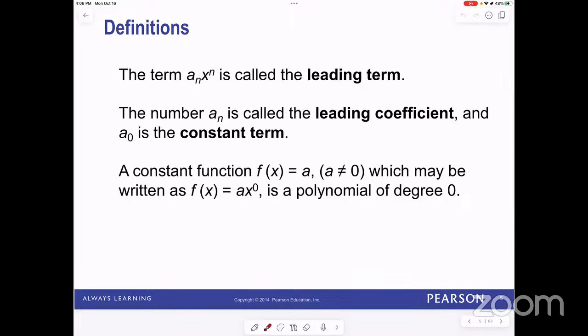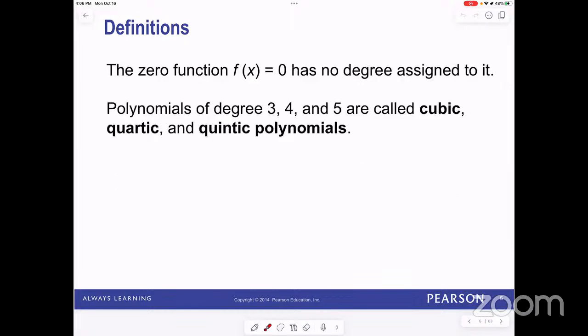The 0 function, f of x equal to 0, has no degree assigned to it because it's not unique, right? Like f of x equal to 0 is the same as 0 times x squared, which is the same as 0 times x to the 5. You can keep writing that x with any power that you want. They all collapse to 0. So because the degree is not unique, we said the 0 function has no degree assigned to it.